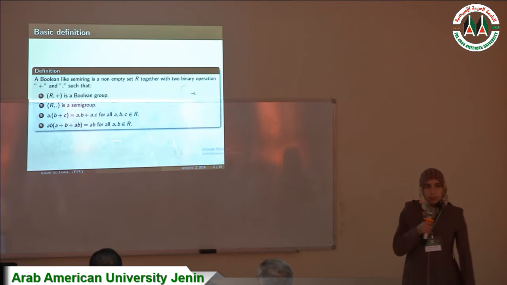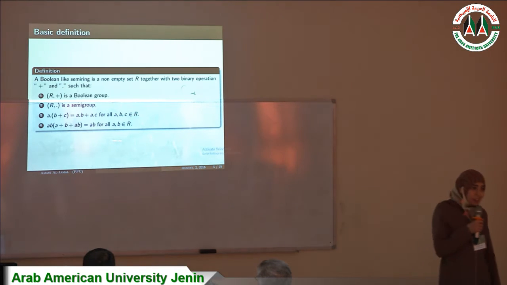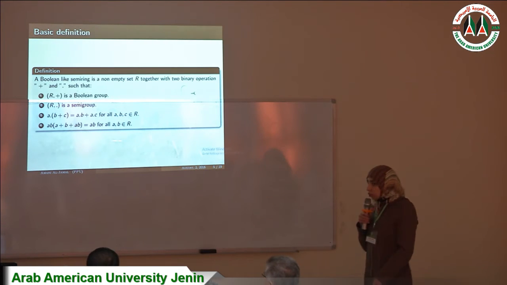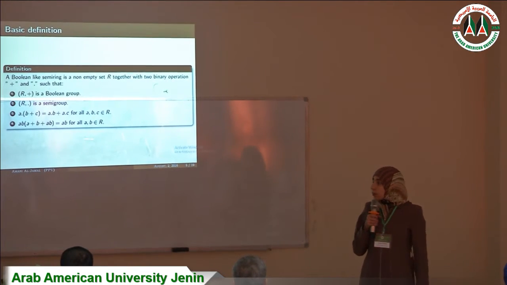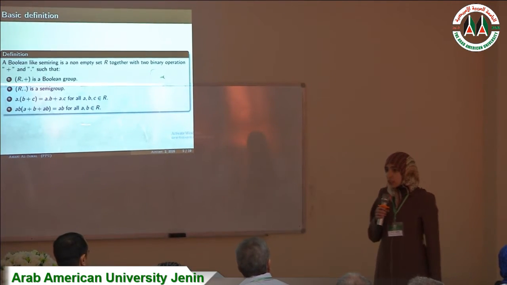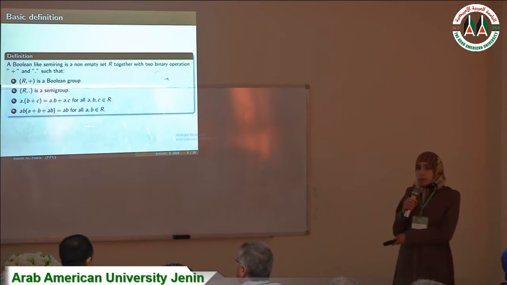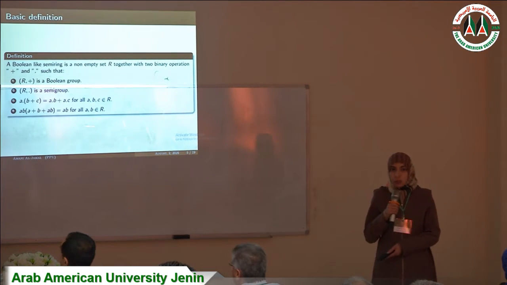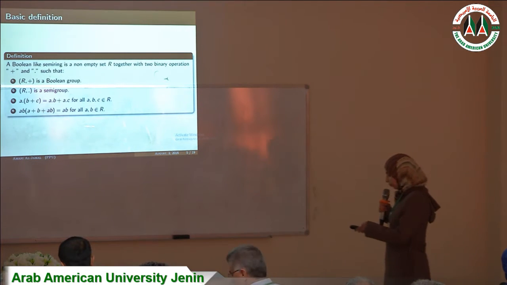Another definition: a Boolean semiring is a non-empty set R together with two binary operations, addition and multiplication, such that the following conditions are satisfied. One, R under addition is a Boolean group. Two, R under multiplication is a semigroup. Three, the left distributive law holds, i.e. A(B plus C) equals AB plus AC. And the fourth condition, AB(A plus B plus AB) equals AB for all A, B in R.